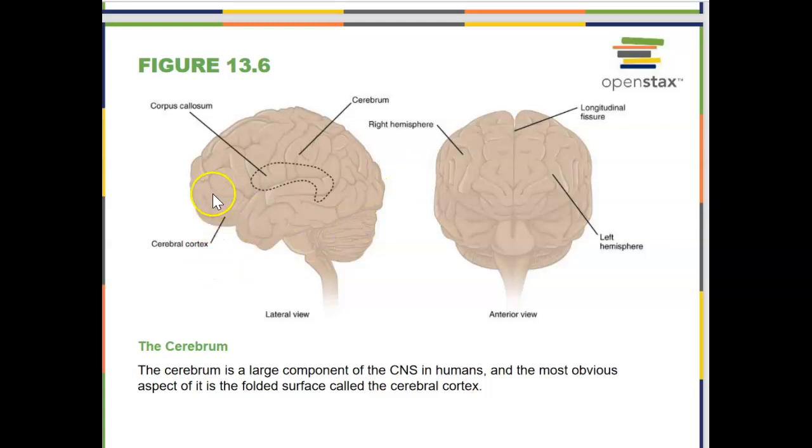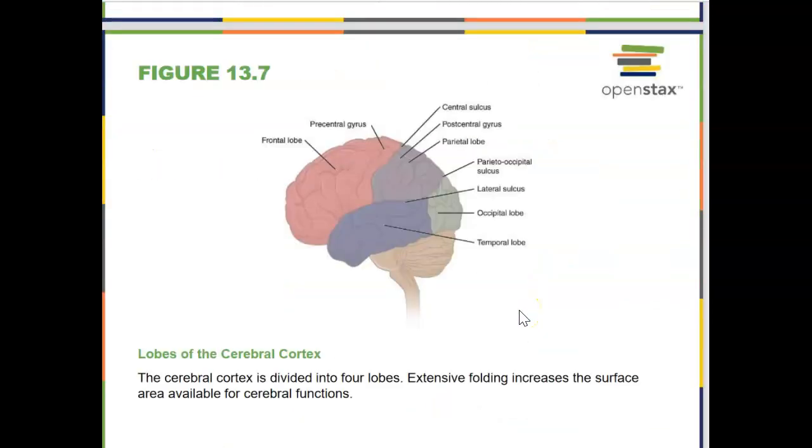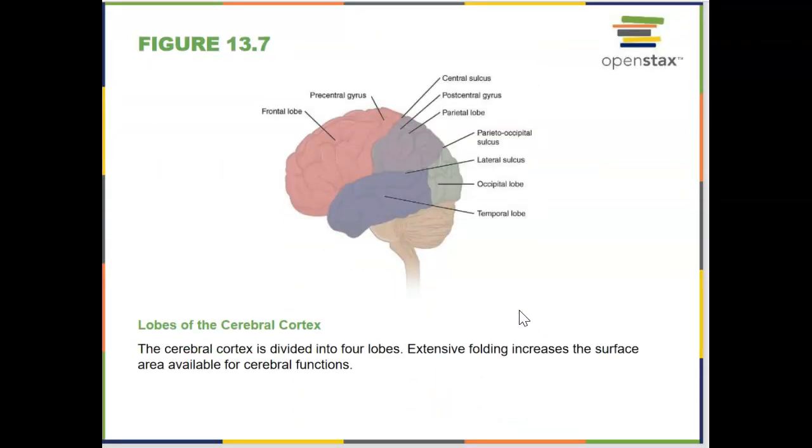So the cerebral cortex is the most superficial part of the brain. Now the corpus callosum we'll look at in a few minutes. That is the section of the brain that's basically a bunch of wires, a bunch of axons connecting the right hemisphere of the cerebrum to the left. And this slice down the middle, this separation between the right and the left hemispheres, is called the longitudinal fissure. So now let's look at the lobes of the cortex.